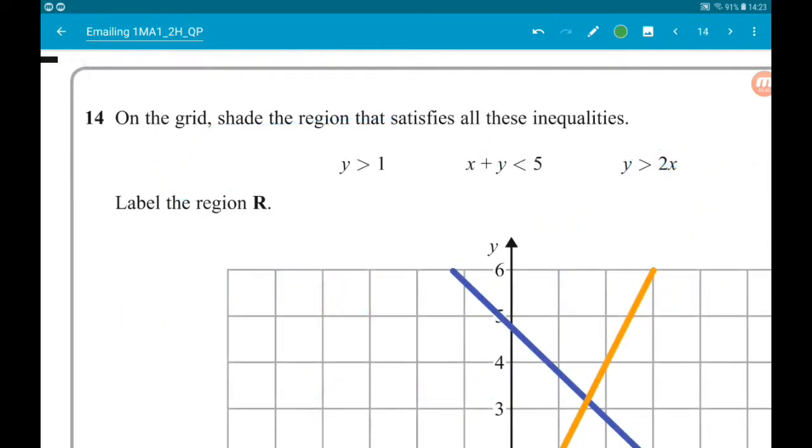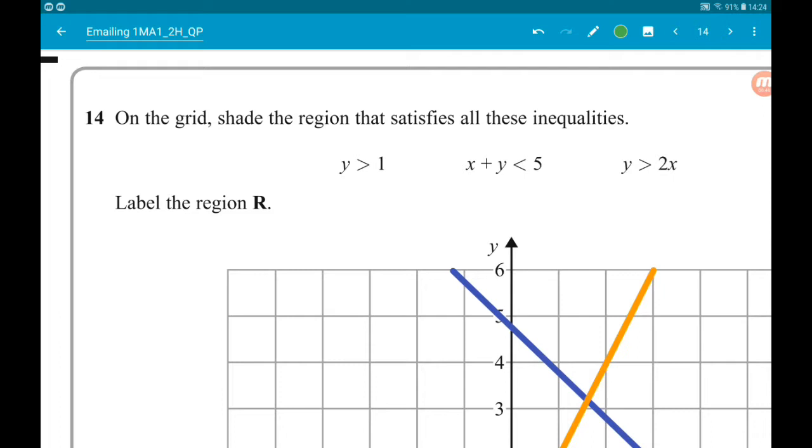Okay, number 14 we have inequalities and graph regions. So on the grid, shade the region that satisfies all of these inequalities. So we have y is greater than 1, x and y is less than 5, and y is greater than 2x. Okay, so the first thing we do to do these is think of each inequality as an equation, and we then draw the line of that equation.